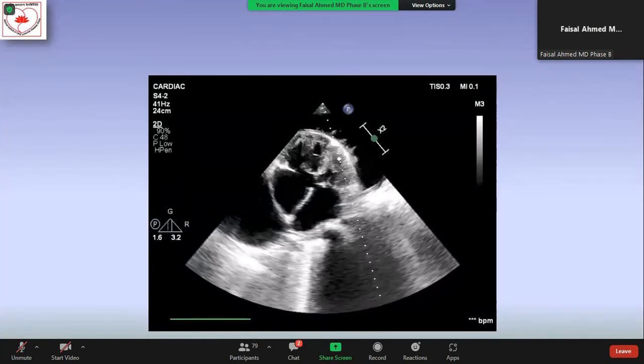It can be explained by congestive cardiac failure caused by right volume overload. And these fibrin threads. Yes, sir.